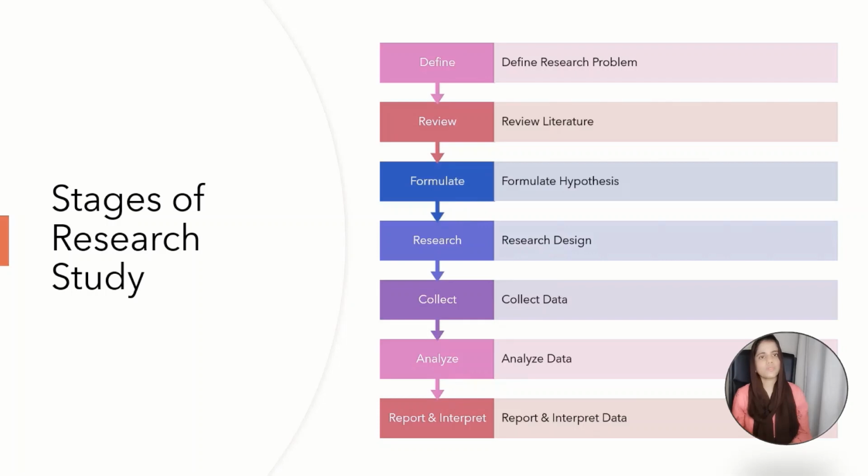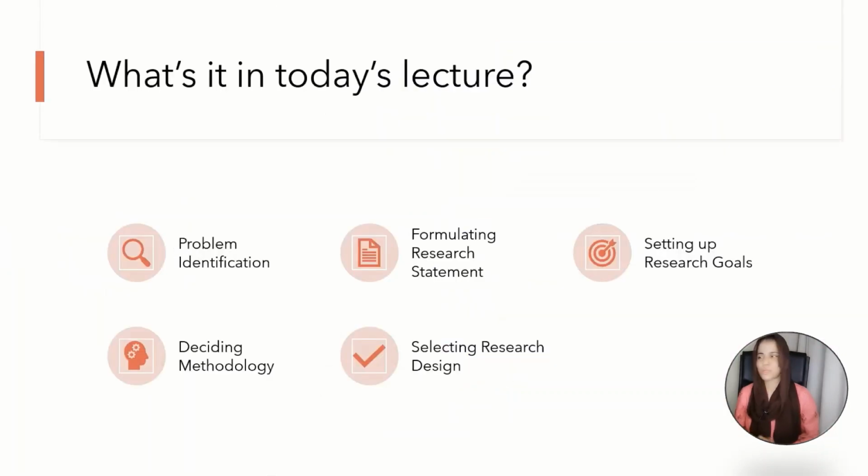And once you are done interpreting your data, you report it in the form of scientific article in any international journal, or you publish it as a dissertation with your affiliations. In today's lecture, we will be focusing on problem identification, formulating concise research statement, setting up practical research goals, deciding which methodology you should be working with, and what experimental design you're gonna use for your study, considering your research goal.